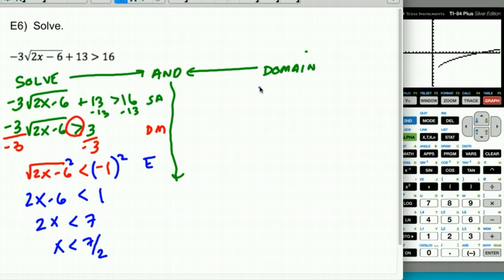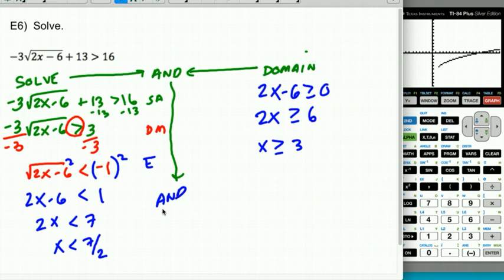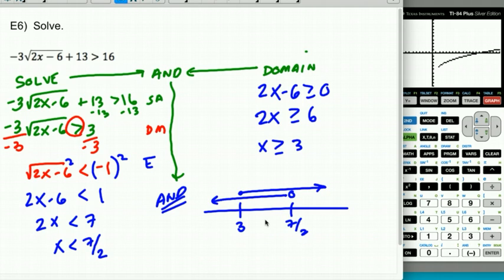Now for the domain, I'm looking for 2x minus 6 to be greater than or equal to 0. So 2x is greater than or equal to 6, x is greater than or equal to 3. Now, if you put these two things together, you might say to yourself, oh, that's cool. So here's 3 and here's 3.5, which is what 7/2 is, right? This window goes up, this window goes down. Oh, I must be looking for this window in between, right?